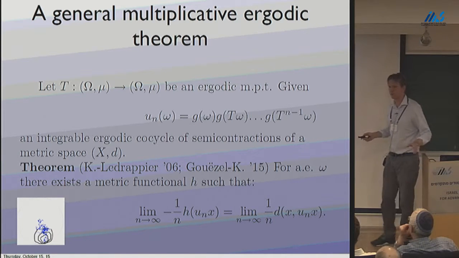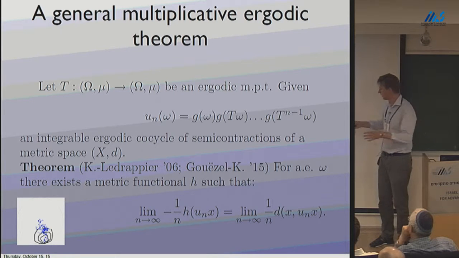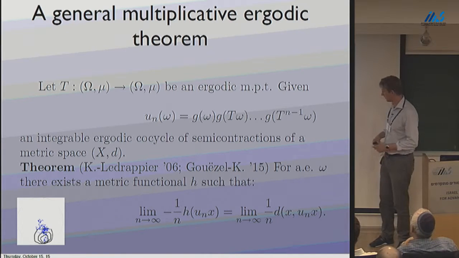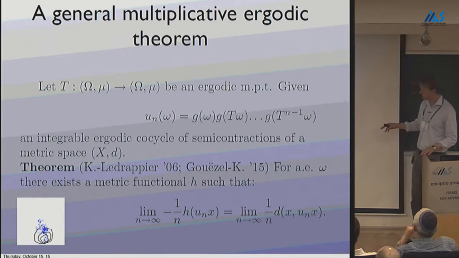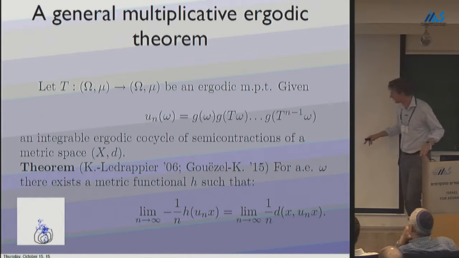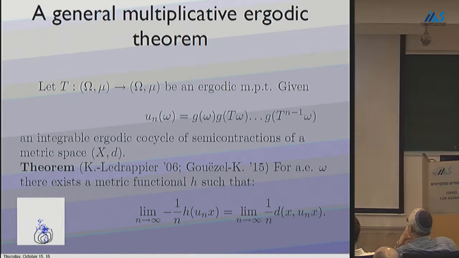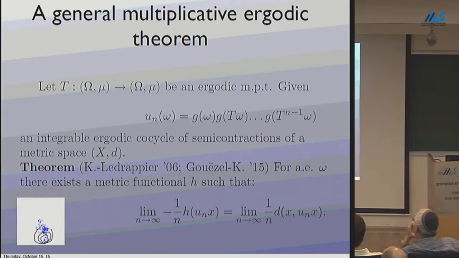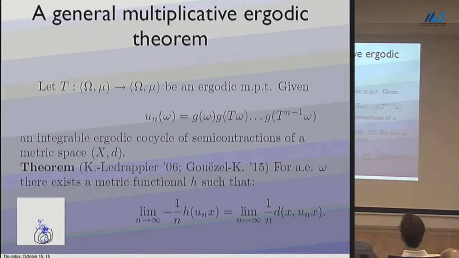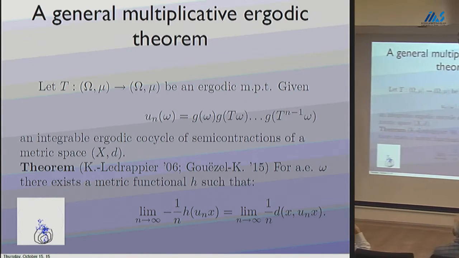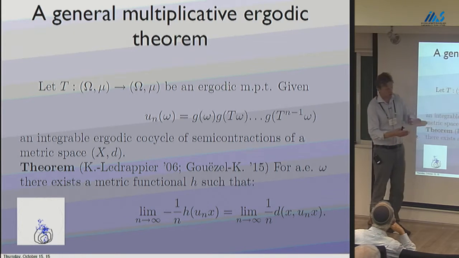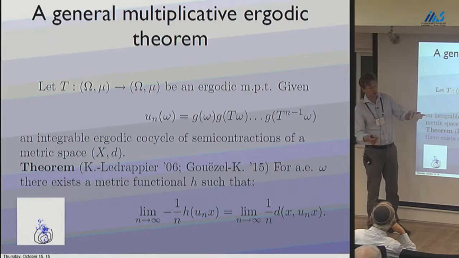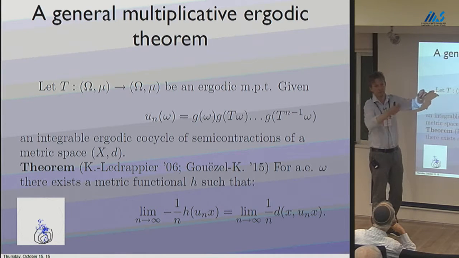Semi-contraction, one-Lipschitz map, or non-expanding map. Sorry, I guess I forgot to define that at this point. X is just a starting point, say. For any x, it doesn't, because these are semi-contractions, one-Lipschitz. So if you have x and y, these orbits will move like this, or possibly converge.